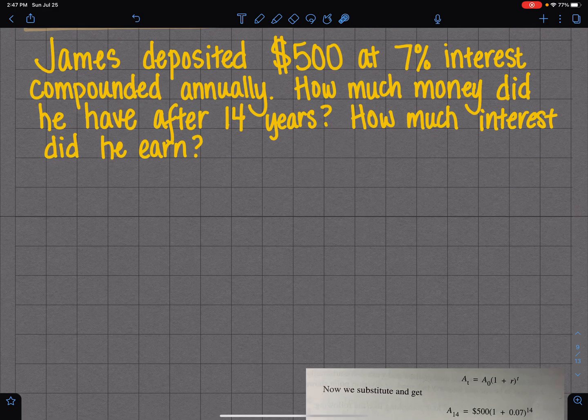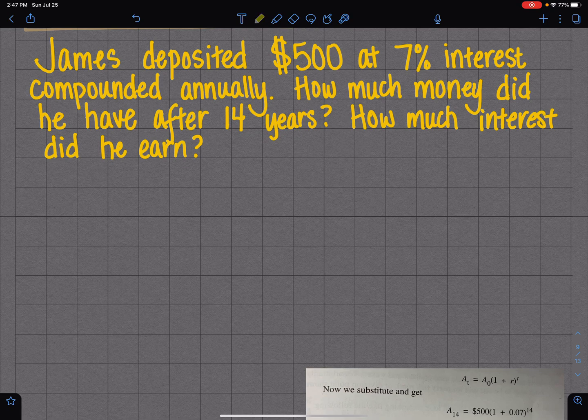Let's say James deposits $500 into the bank and the interest is 7% interest. Ooh, that's pretty good. I would totally take that. It's usually not that high. And it's compounded annually. How much money is he going to have after 14 years? He just leaves that money sitting there, doesn't add to it, just lets it get interest. After 14 years, how much money did he earn?